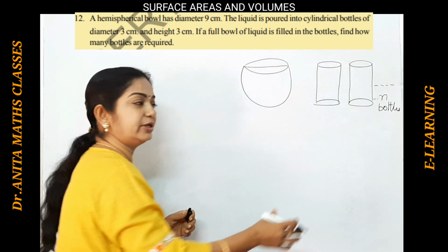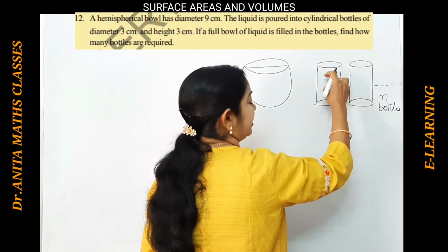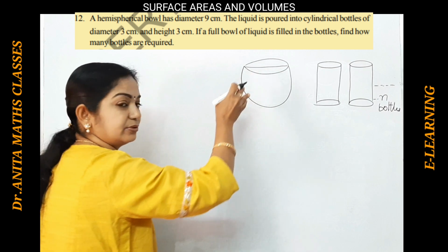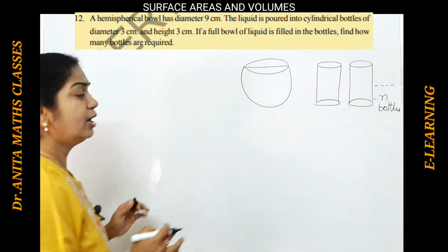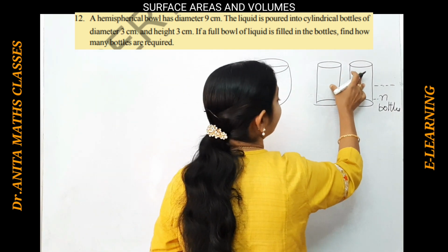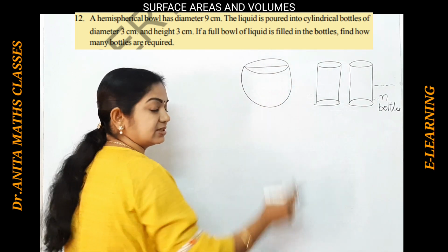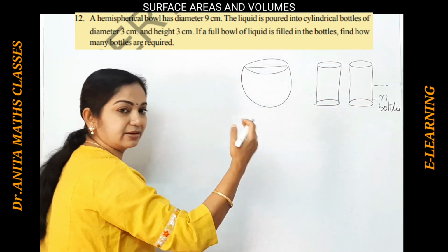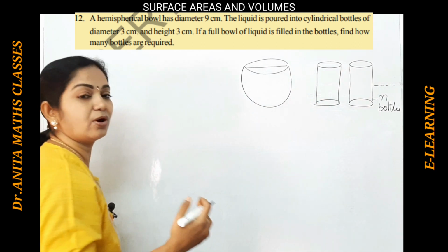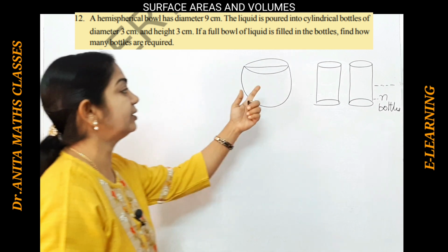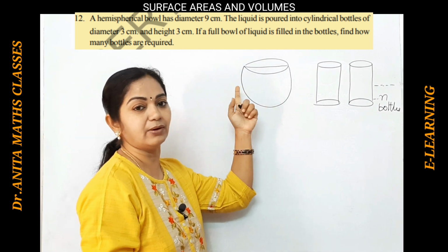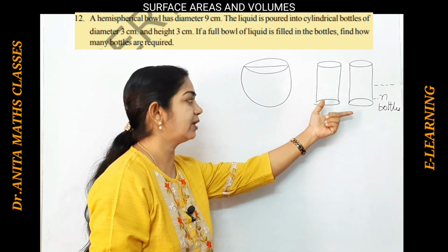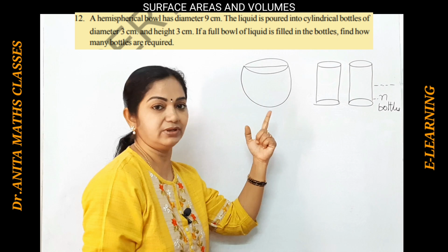So the liquid from the bowl is poured into these bottles, and they are being filled. Now how many bottles will fill this hemispherical bowl is asked. So if we find the volume of these cylindrical bottles times n, we don't know how many bottles, and equate it to the volume of the hemispherical bowl, we will get the n number. How many bottles it will require to fill this hemispherical bowl, we will find out.